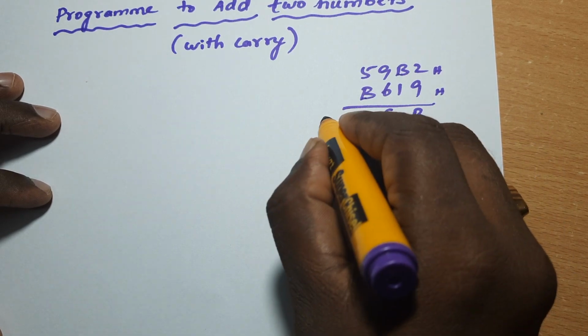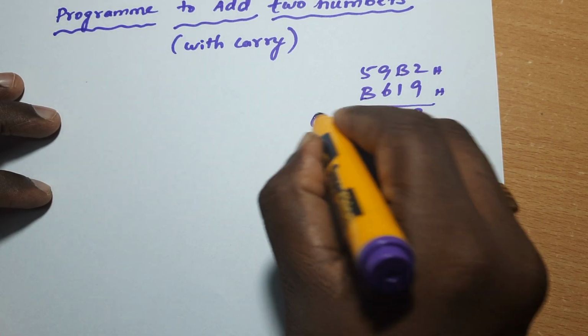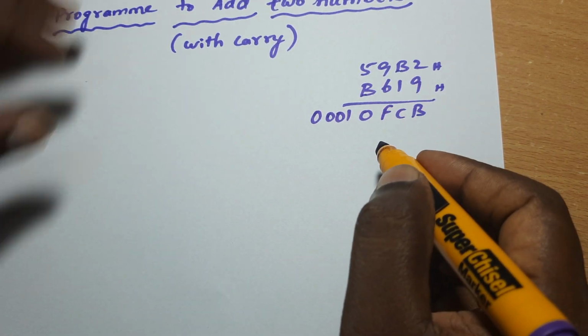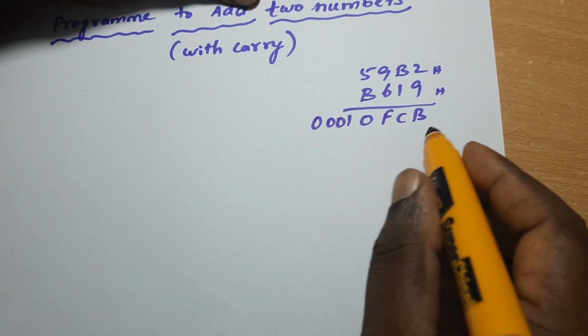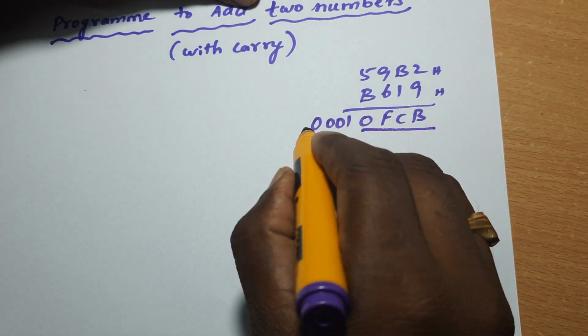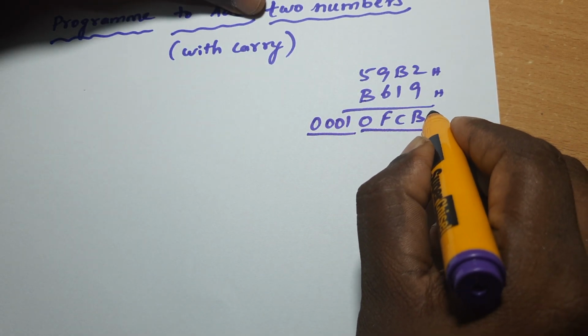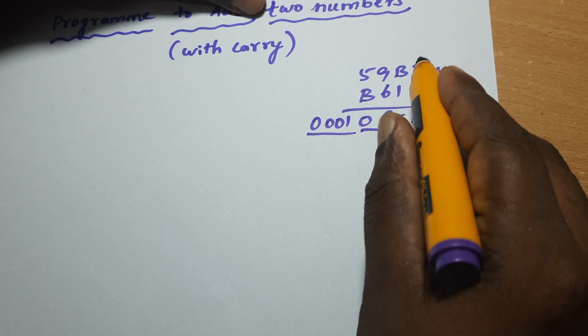So to make it a 16-bit number, I'm adding 3 hexadecimal zeros prior to this 1. So this is one 16-bit number, this is another 16-bit number. So totally I am getting a 32-bit hexadecimal number after adding these two numbers.